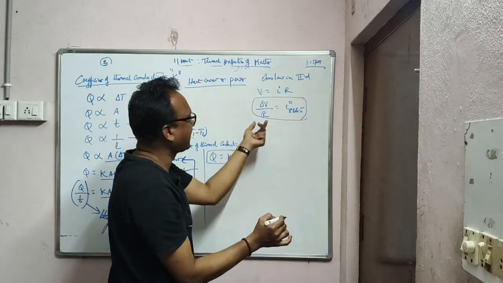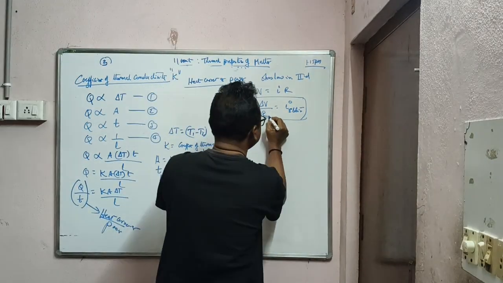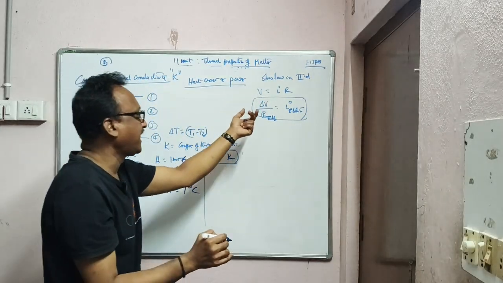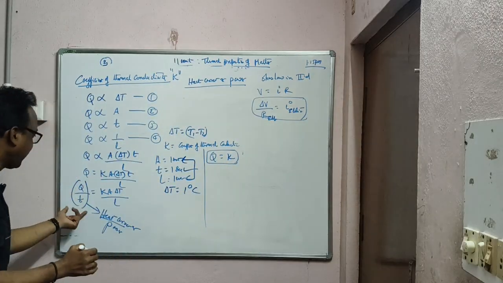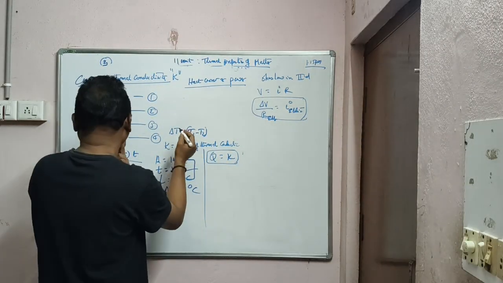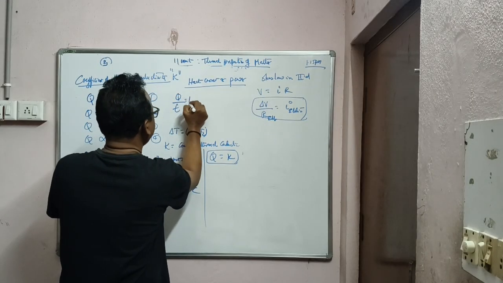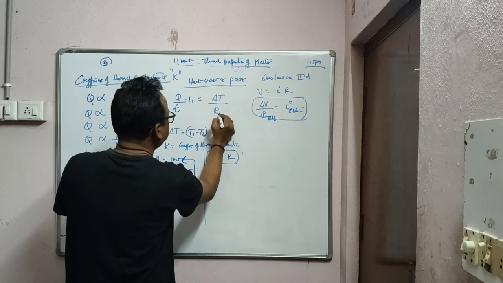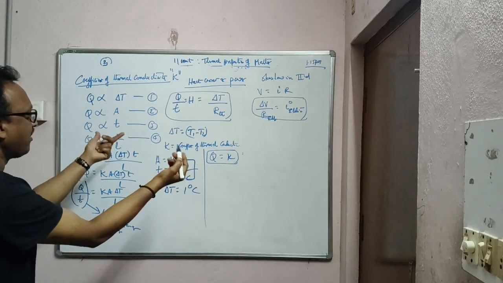Ohm's law V is equal to IR కదా. అంటే delta V by R, resistance, electrical resistance. So potential difference by electrical resistance is electrical current. ఇక్కడ హీట్ కరెంట్ ఎలా వచ్చింది? అగైన్ యూ కెన్ కన్వర్ట్ చూడండి. హీట్ కరెంట్ Q by T I can write as capital H is equal to delta T by R thermal. Shortcut R thermal చూడండి.